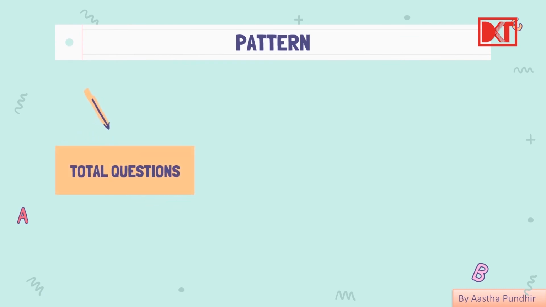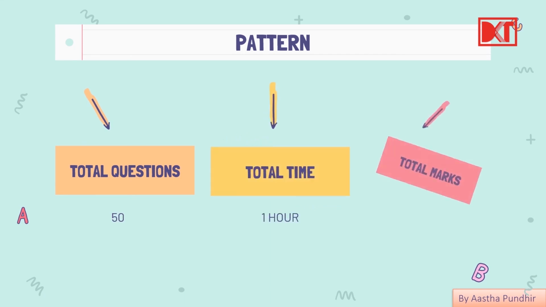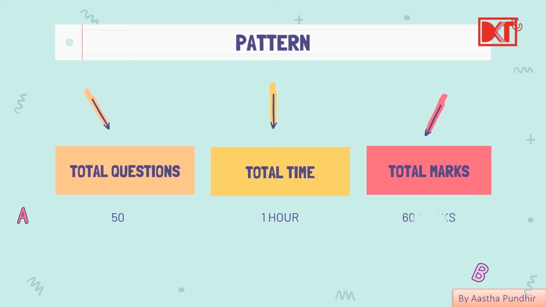Alright, so now we will be understanding the pattern for the IEO. Alright, so you are given total 50 questions. The time given to solve these questions is 1 hour, and the marks of these questions is 60 marks. How is it so? You get 45 questions which are of 1 mark each.